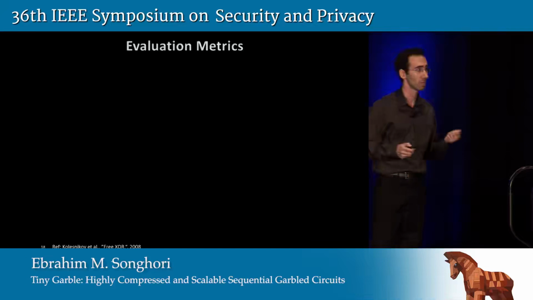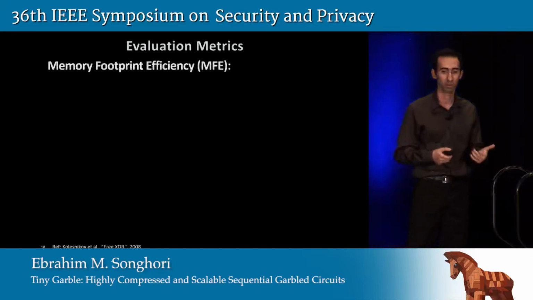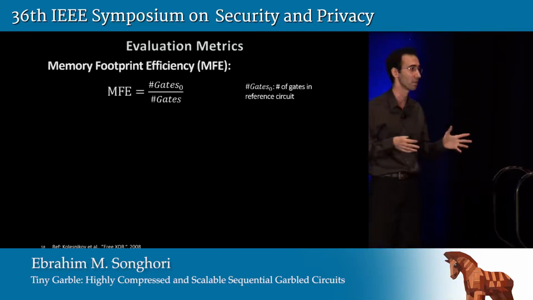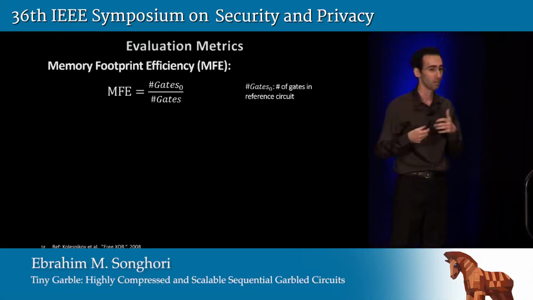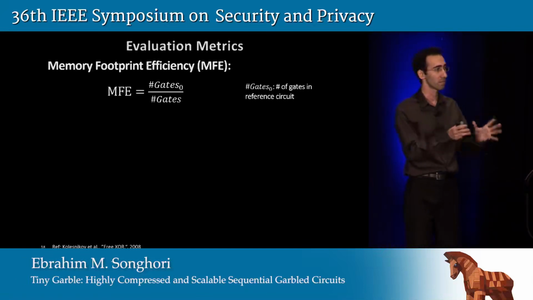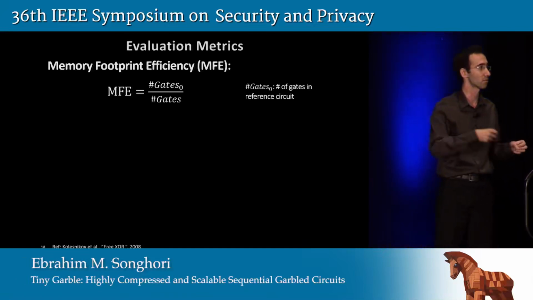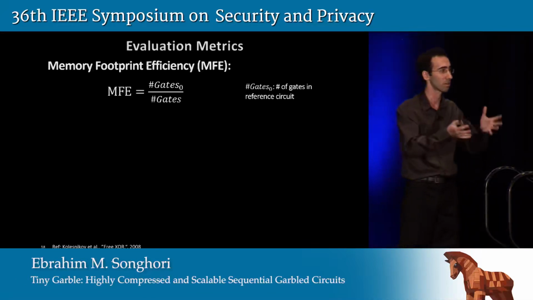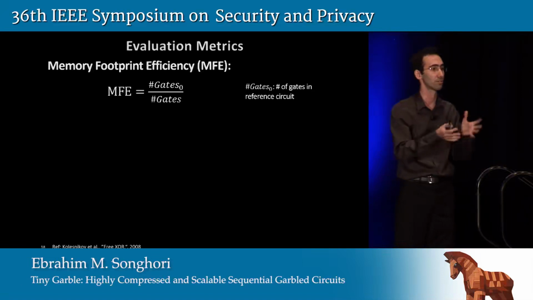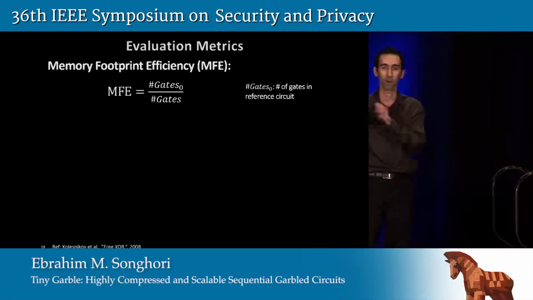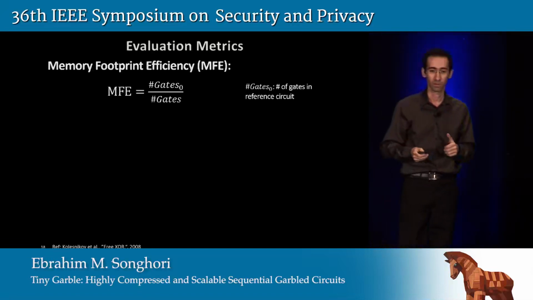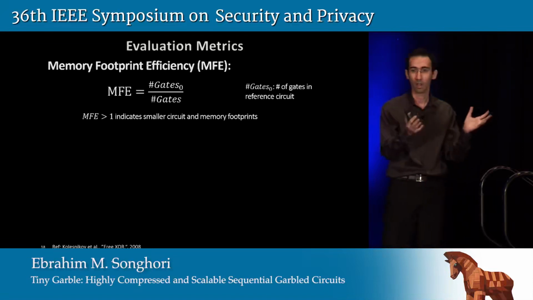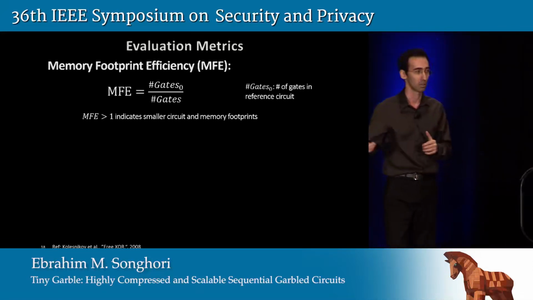We use two metrics. The first one is memory footprint efficiency, which is a comparison between the total number of gates in two circuits. Why do we call it memory footprint? Because for every gate in a circuit, we have to store a label during garbling and evaluation in the memory. So if we can reduce the number of gates in a circuit, we are reducing the memory footprint of garbling and evaluation. Higher MFE is better, meaning that the size of the circuit is reduced compared to the reference circuit.